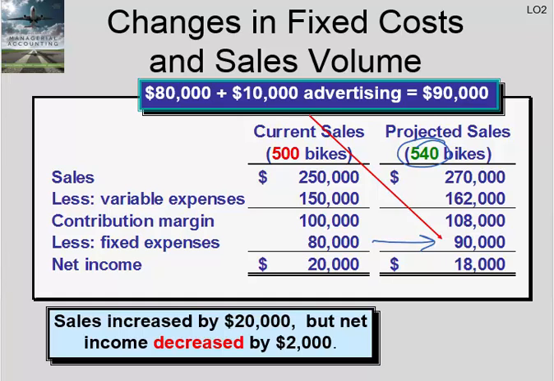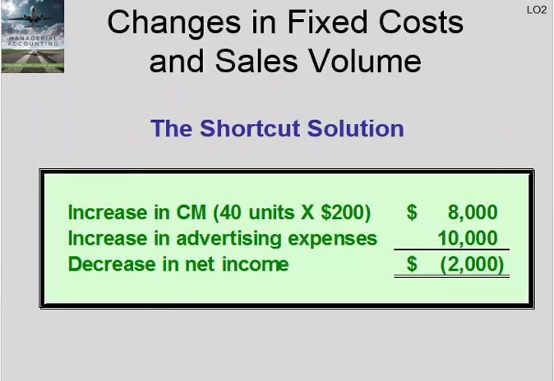And so the shorter, quicker way of solving the particular problem is to say, look, the contribution margin for the incremental 40 units, $200 times the 40, gives you the 8,000. That's how much you're going up in revenue, but it's not enough to cover the increase in cost, and therefore you're going to lose money. So you can save a bit of time just playing around with the contribution margin.